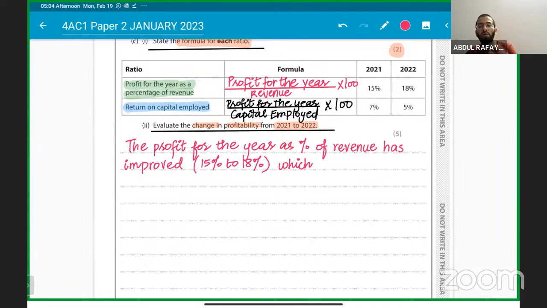How is it possible that your profit is coming more now as the percentage of revenue, which indicates lower expenses.